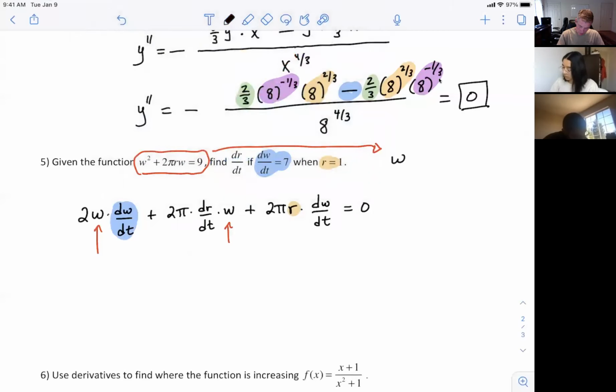So w squared plus 2 pi, and then replace the r with the 1, times w equals 9.